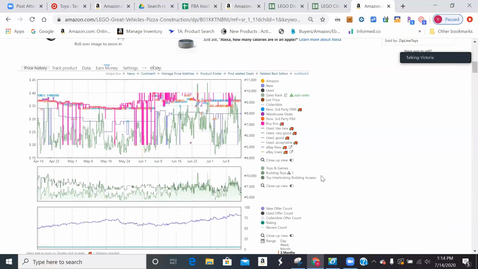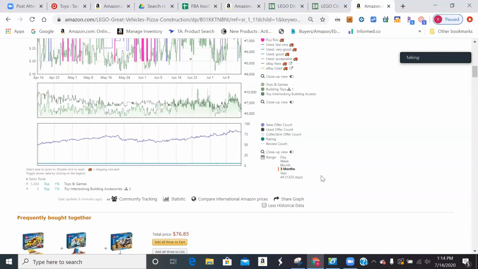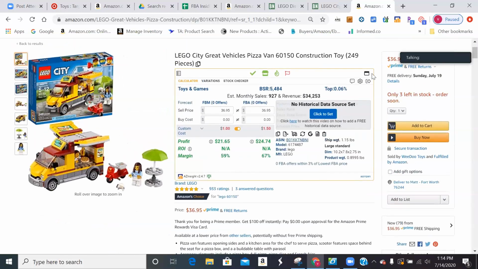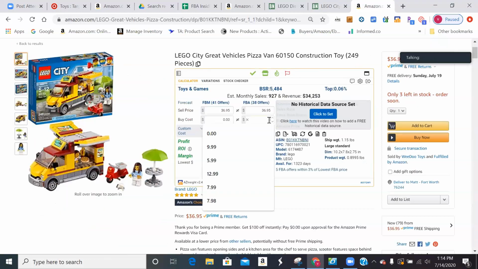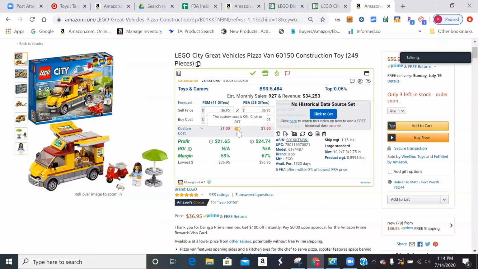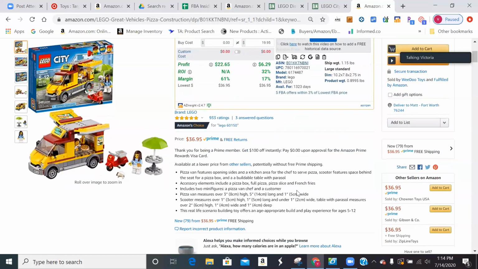Also selling just as fast. It was $19.95. Still, I'm at 32%, but you make $6.20.